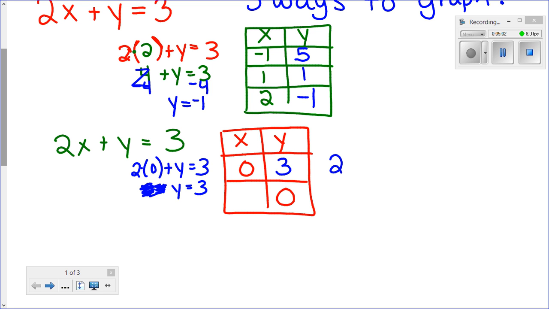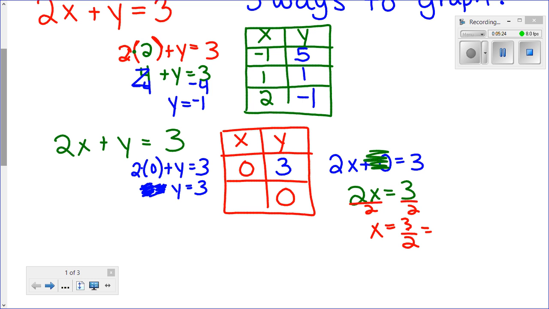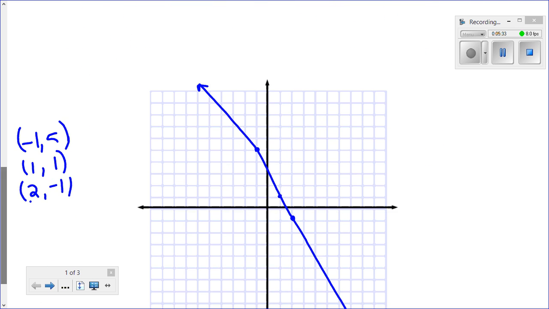We will do the same thing, except this time we are going to plug in 0 for y. When we plug in that 0 for y, just keep in mind that anything plus 0 is itself. So when we solve for x, we're going to have to divide by 2. Divide by 2, x is equal to 3/2, or 1.5. So we now have 2 points that we can graph: (0, 3) and (1.5, 0).